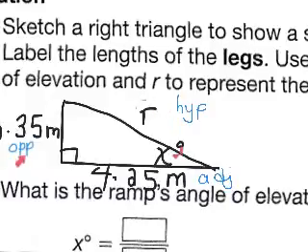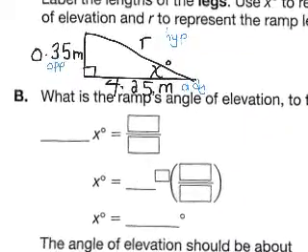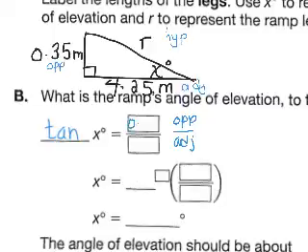So here we've got opposite over adjacent. So using our trigonometric functions, we know that opposite over adjacent means that we're going to be using tangent. So we're going to use tan of our x degree equals the opposite over adjacent. So the opposite is 0.35. Adjacent is 4.25. And you can move this information right into the box here.